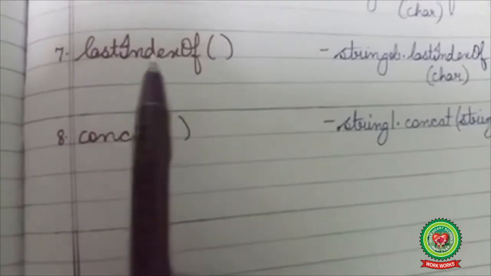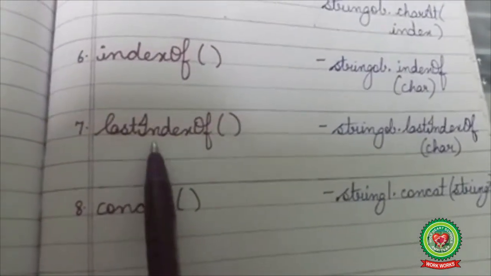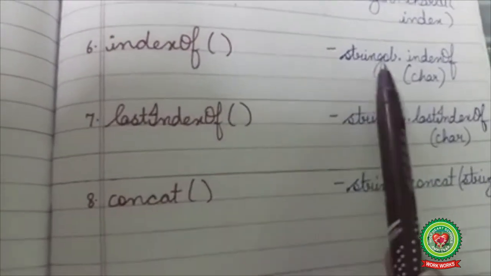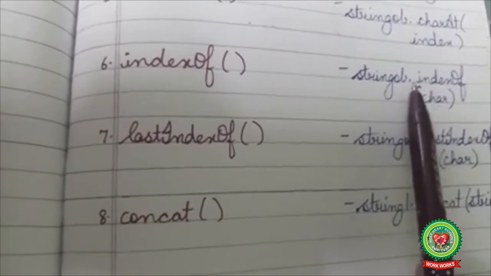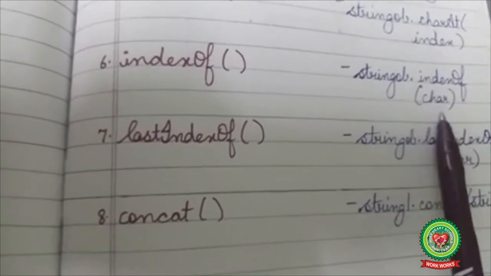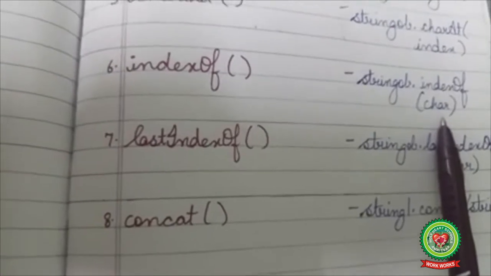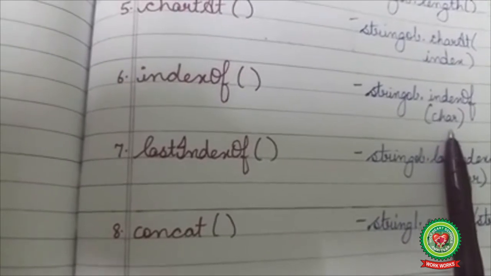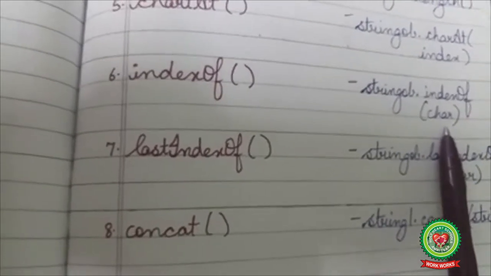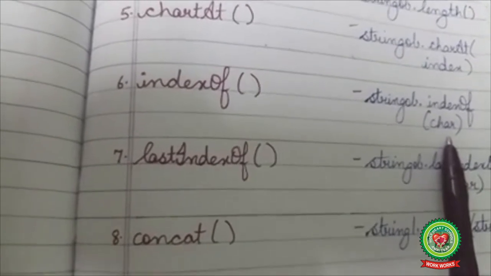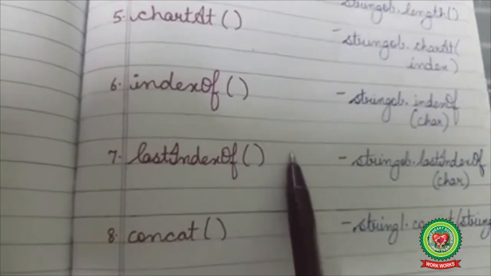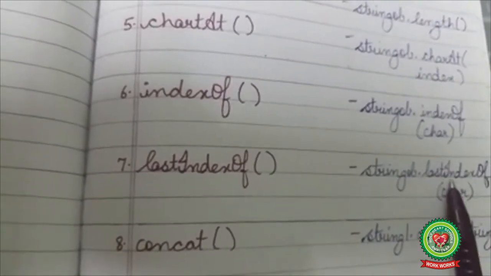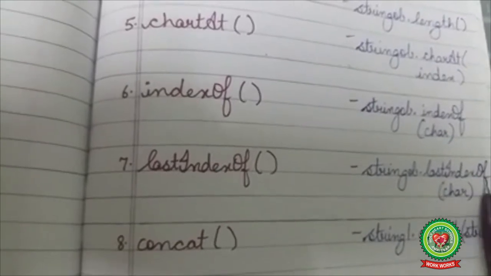Let's revise the syntax of indexOf and lastIndexOf. indexOf, O will be capital. String object dot indexOf, in brackets, I will write the character, like 'C', 'H', 'E', 'R'. It can be any character whose position you want to find in a string. And the character must be enclosed within single quotes. lastIndexOf: string object dot lastIndexOf, capital I and capital O, and in brackets, char.